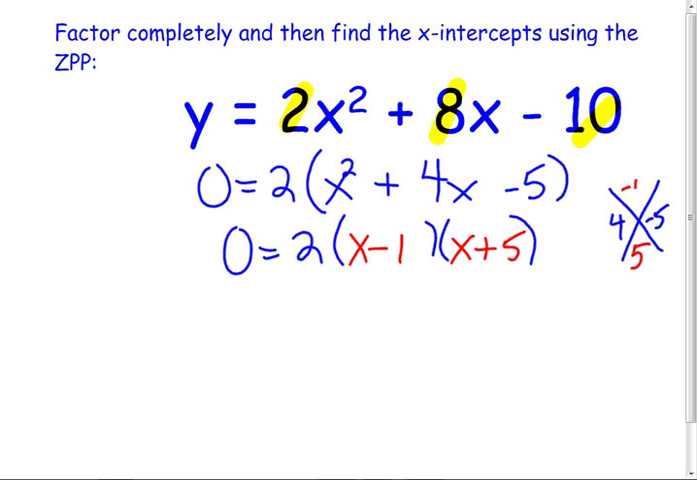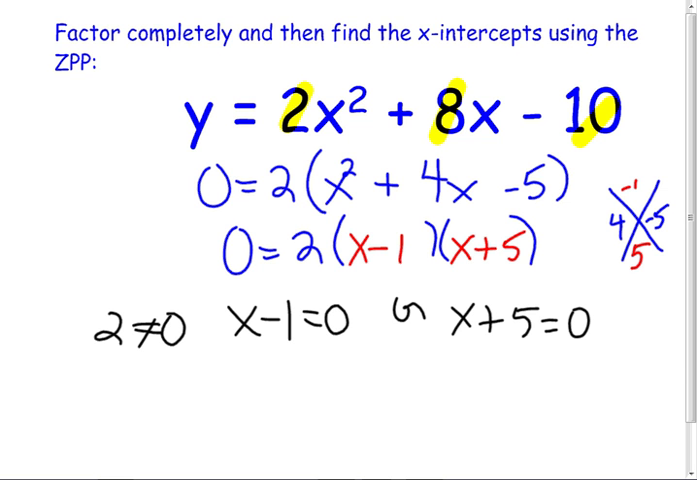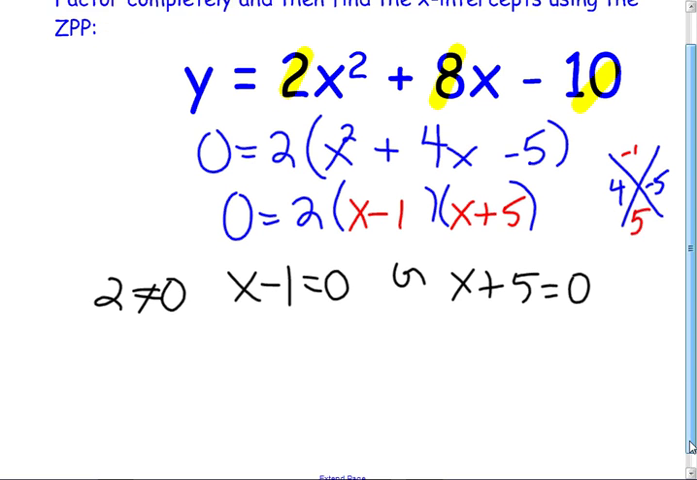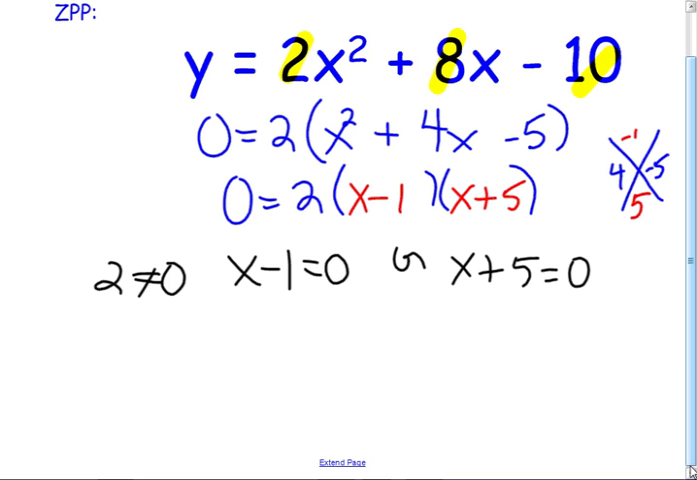So, now is 2 ever 0, Max? Is 2 ever 0? No. Emily? Never ever. So it doesn't matter. You can divide by 2 if you want. So 0 equals, well, since 2 is never 0, I'm going to actually write that. X minus 1 is 0, or x plus 5 is 0. These are going to be easier to solve than the other one because we only did numbers that had coefficients of 1. Yes, it's supposed to say or. The 2 does not matter because 2 is never 0.